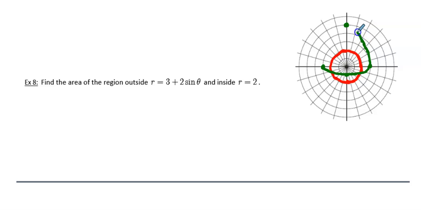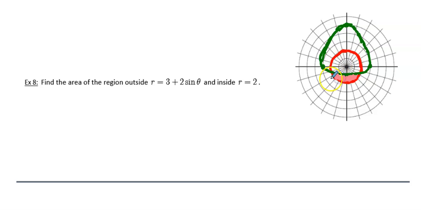Remember, you guys are not responsible for knowing what the graphs are called, just what they look like. So here's our little graph. And so the question says, find the area of the region outside of what I just wrote in green, but on the inside of the circle. So, like I said here, we want to find this right here. We want to find this area.